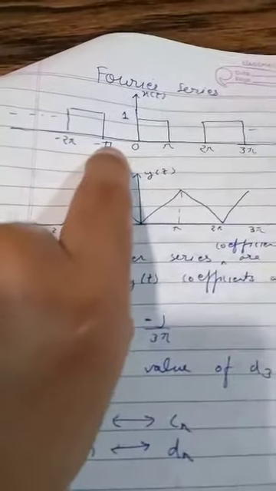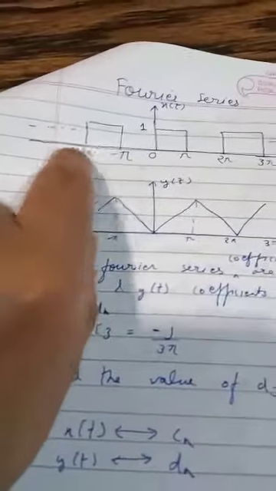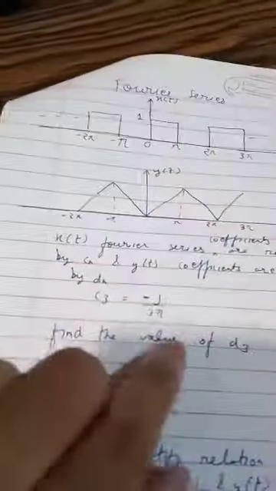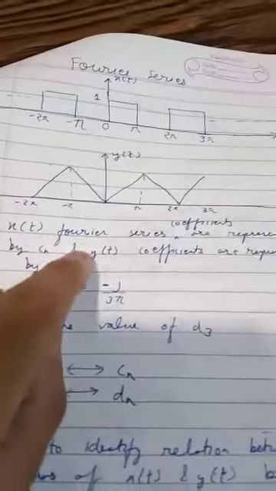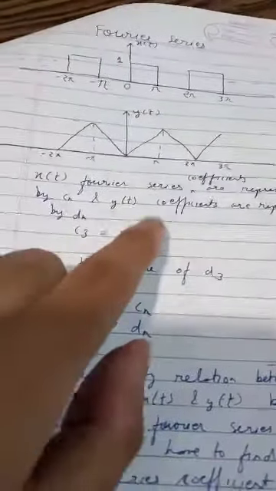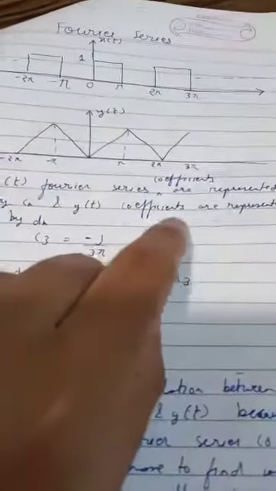and so on. Again here from 0 to minus pi its value is 0, from minus pi to minus 2 pi value is 1, and so on. And y of t is this signal. So we are given that the x of t Fourier series coefficients are represented by c of n, and the Fourier series coefficients of y of t are represented by d of n.